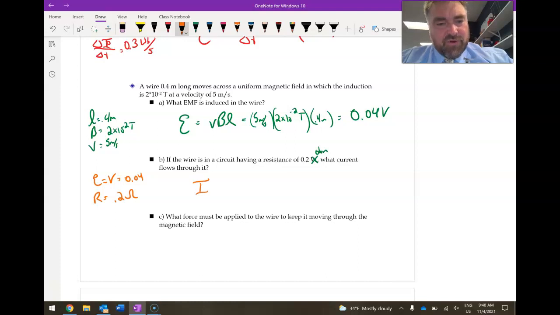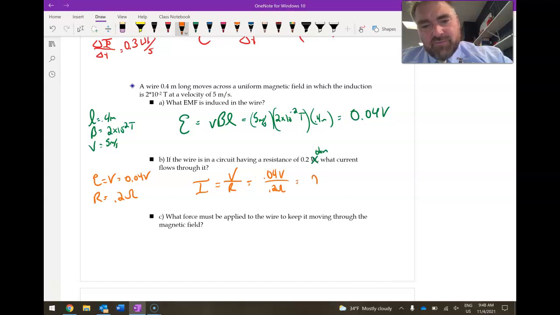I'm looking for current. So we're going to go old school here, and that I is equal to V over R. So I did the 0.04 volts, put that in, divided by my resistance of 0.2 ohms, and I'm going to get 0.2 amps in that process. And lastly, they want to know what forces are required to go through.